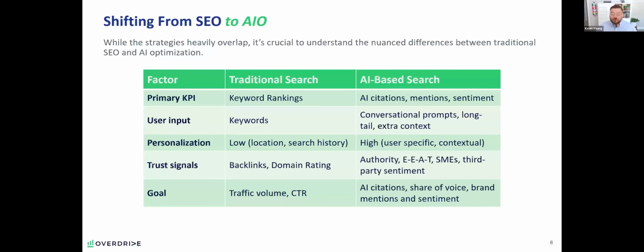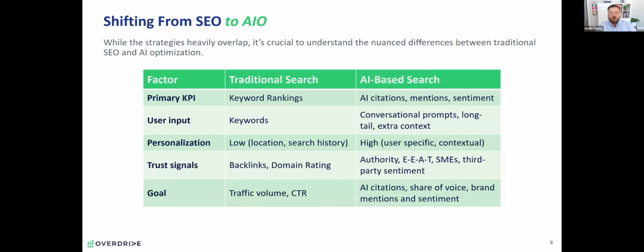It's looking at third party sentiment. So not just what your domain says about your brand, but what every other website says: what all of the news sites say, what the review sites say, what user generated forums like Reddit are saying about your brand. And it's interpreting all of that to understand how trustworthy your brand is.